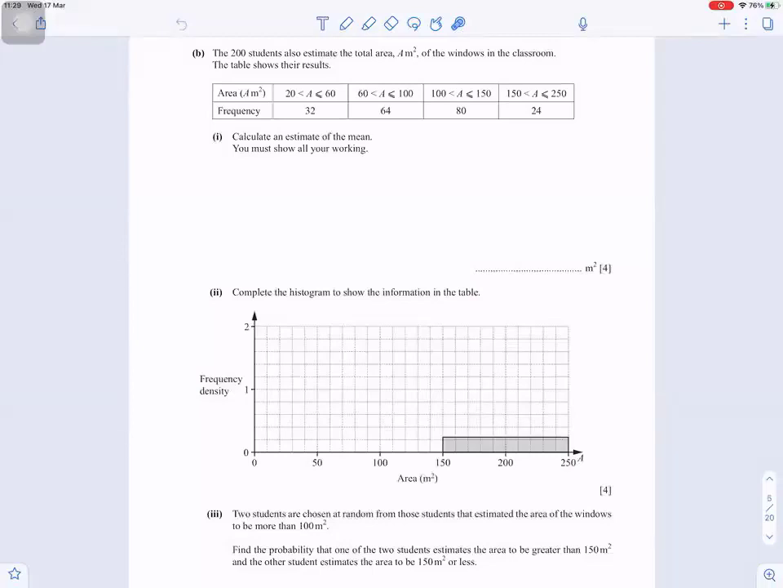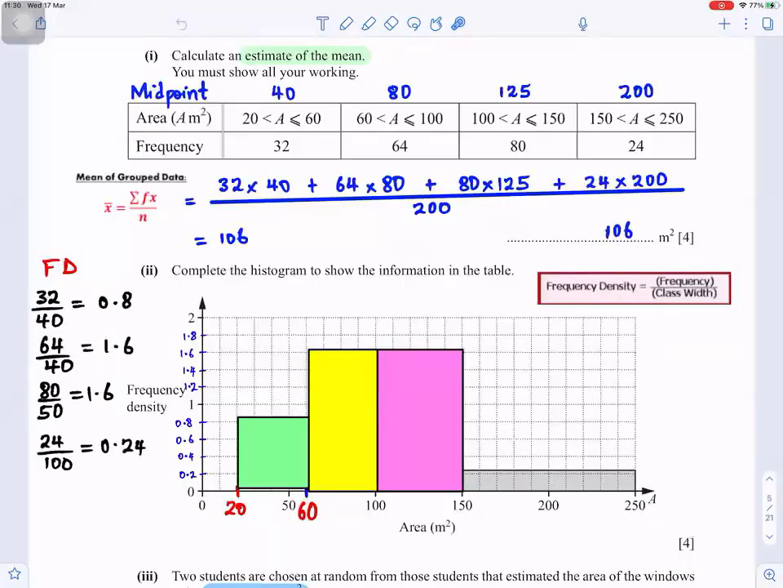Here is the question for part B, parts 1, 2, and 3. Have a go at it, and when you're ready, come back and check the answers. Welcome back. Part 1 says calculate an estimate of the mean. You must show all your working.